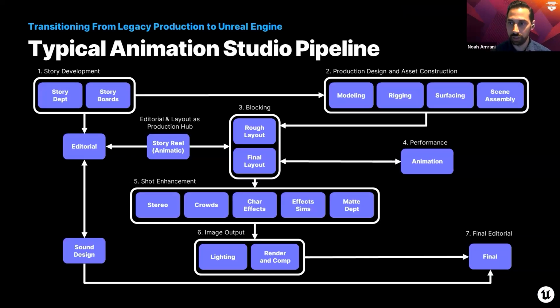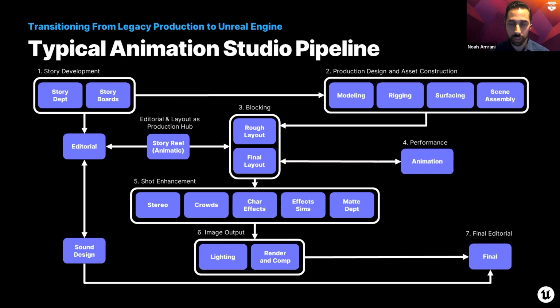And this is just an overview here that you can see of what the typical studio pipeline looks like. You start with that story development and storyboards. You'll go into dealing with your modeling, rigging, and so on. That's the production design and asset creation side of it: modeling, rigging, surfacing, scene assembly. At the same time, you're going into editorial throughout the storyboards, and you've been creating an animatic or some kind of a story reel.